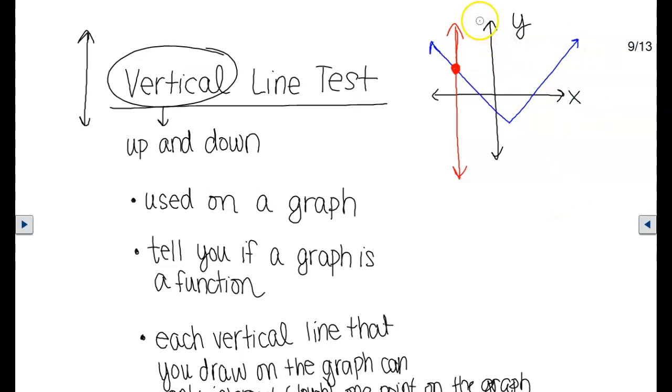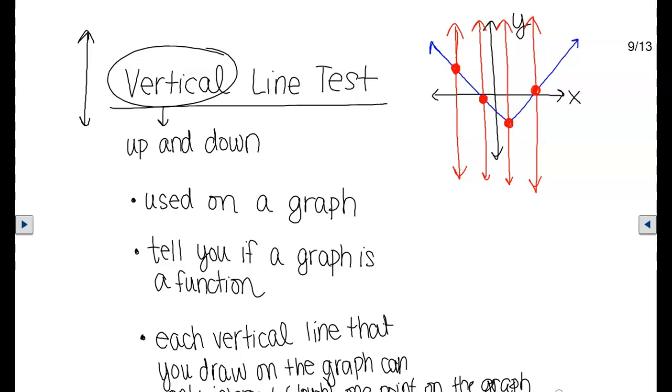Okay? If I move over a little bit and I draw another red line, I would look at how many times that red line touches the blue line. Well, I see it touch right there. But that's the only place it touches the blue line. So again, notice that touches the graph at one point. If I move over a little more and I draw another vertical line, it touches right there. And that's the only place, so that's one point. Let's do one more. Vertical line right here. Where does this red line come into contact with the blue line? At that spot right there.